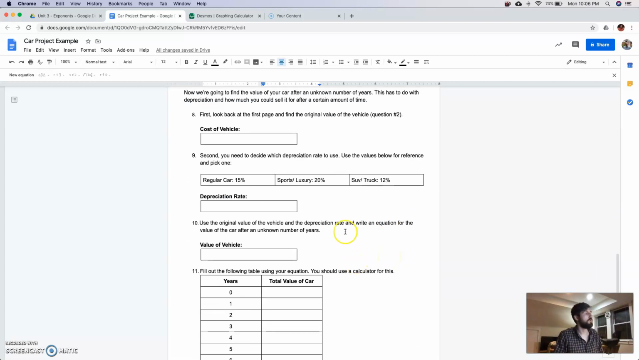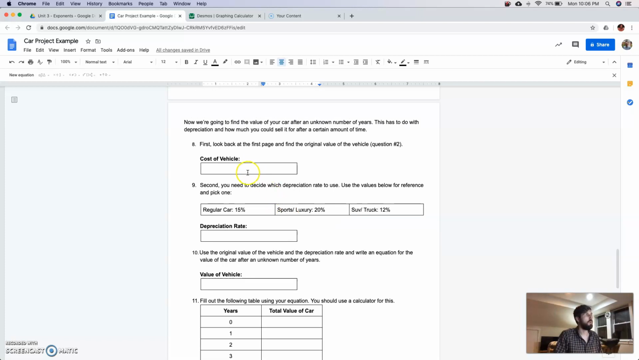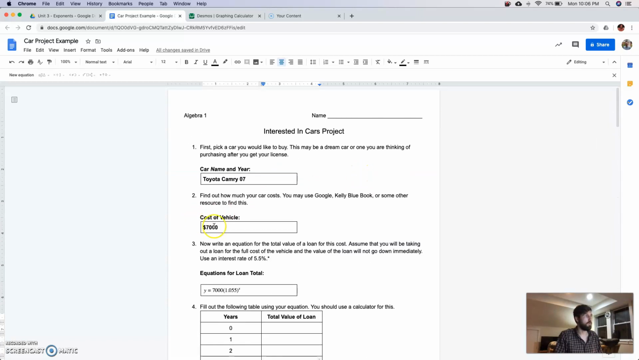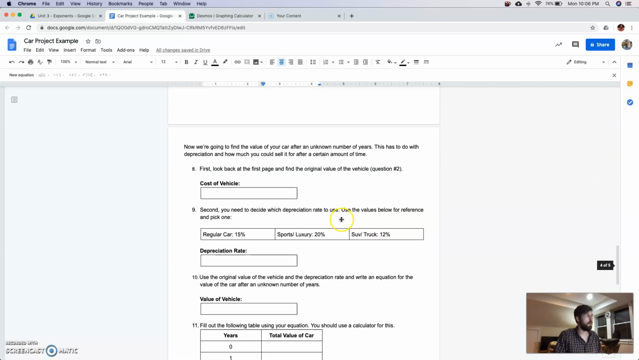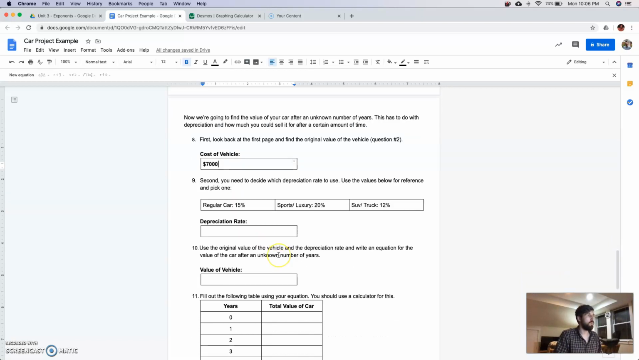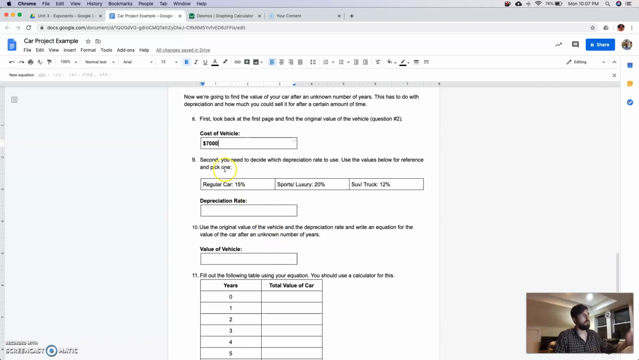Excuse me. So the next thing that you're going to do, we're going to go back, cost of the vehicle again. So I'm going to scroll all the way back up to the top, whatever that number is, so 7,000. I'm going to take that, cost of the vehicle, 7,000. And we're going to make an equation for depreciation. Depreciation just means I bought my car at $7,000. After 3 years, I probably can't sell it for $7,000 anymore.